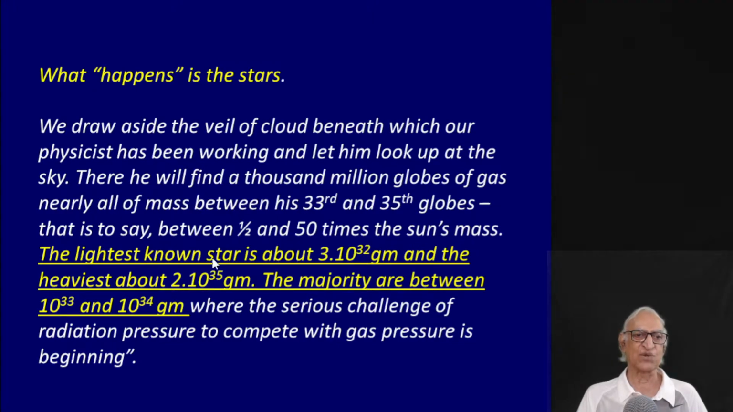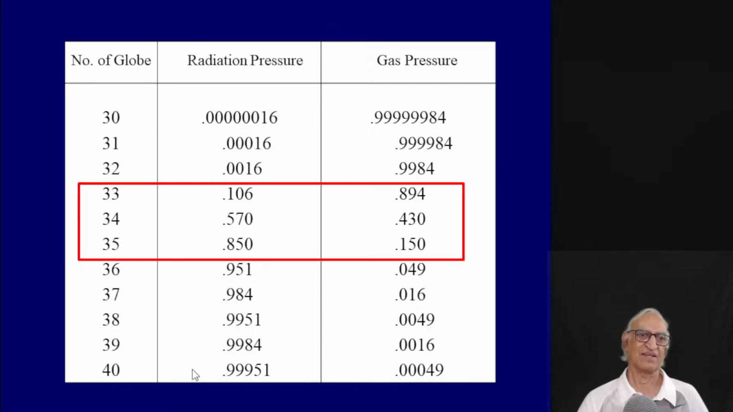The lightest known star is about 3 times 10 to the power 32 grams, and the heaviest about 2 times 10 to the power 35 grams. The majority are between 10 to the power 33 and 10 to the power 34 grams, where the serious challenge of radiation pressure to compete with gas pressure is beginning. So Eddington says the happening of stars has to do with this tussle between gas pressure and radiation pressure. So that is what he said in his book.